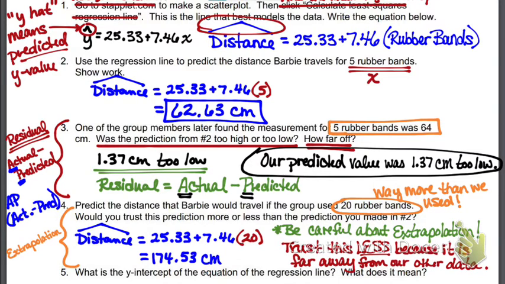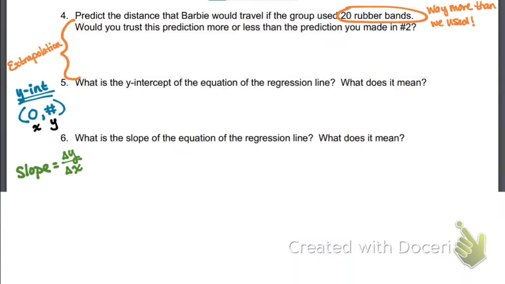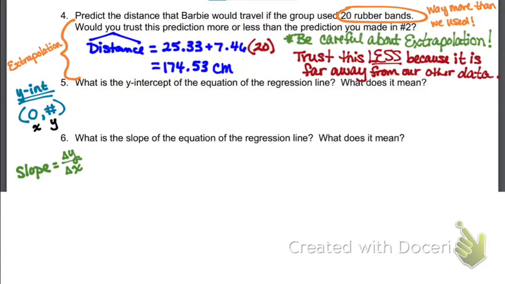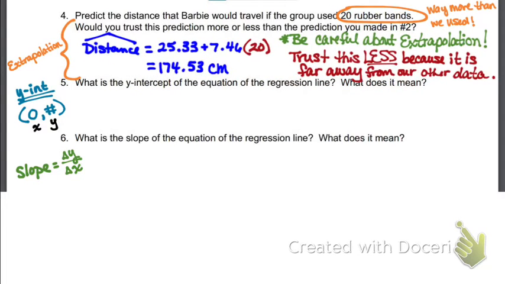Let's go look at question number 5. What is the y-intercept of our regression equation? 25.33. And that would be in centimeters. What does it mean?